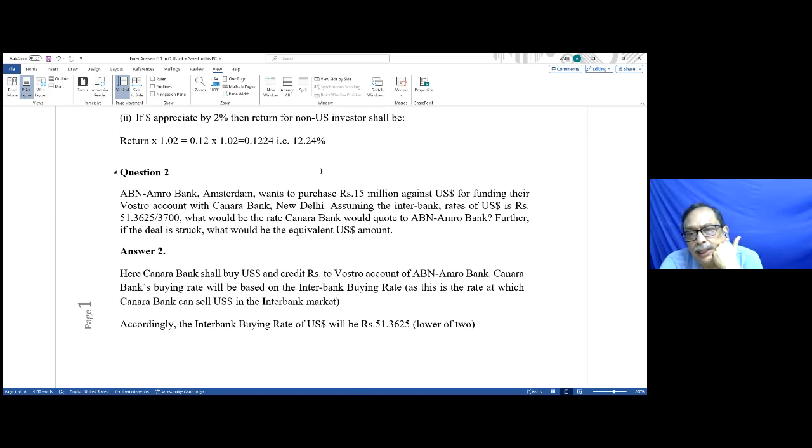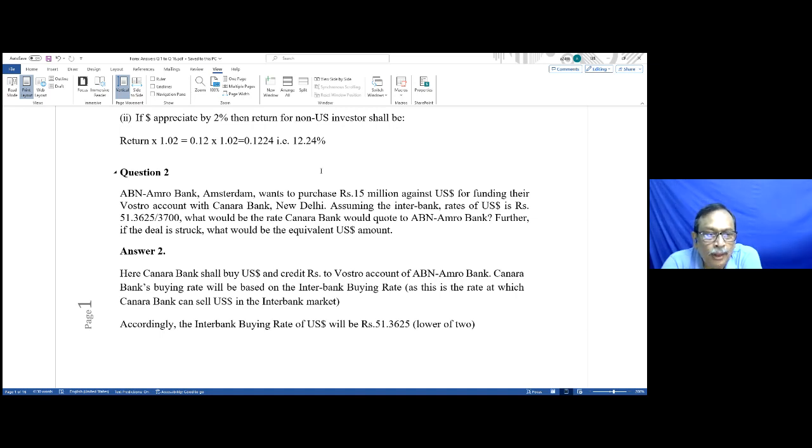Assuming the interbank rates of the US dollar are rupees 51.3625 slash 51.3700, the first one is the bid and the second one is the ask rate. Then what would be the rate Canada Bank would quote to ABN AMRO Bank? Further, if the deal is struck, what would be the equivalent US dollar amount?